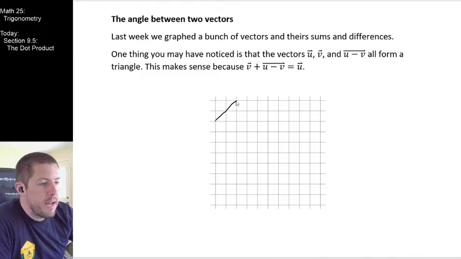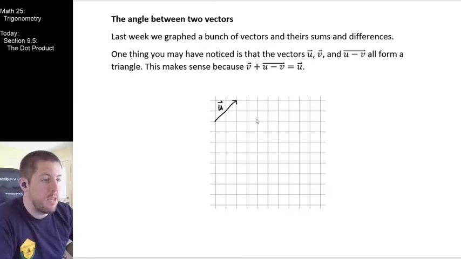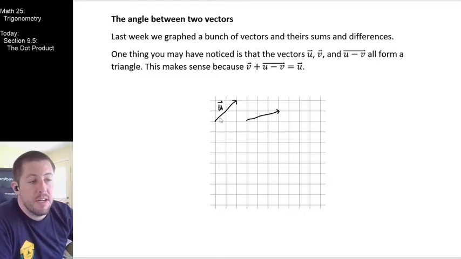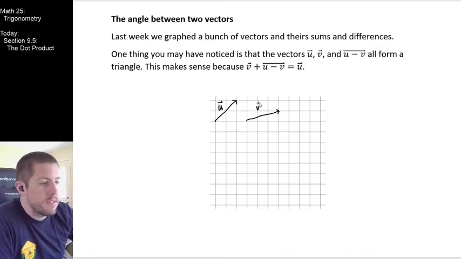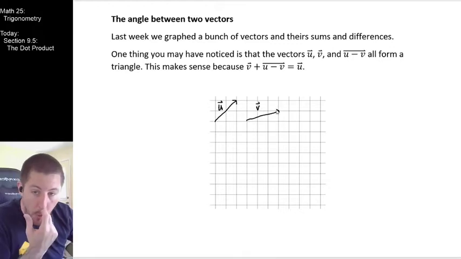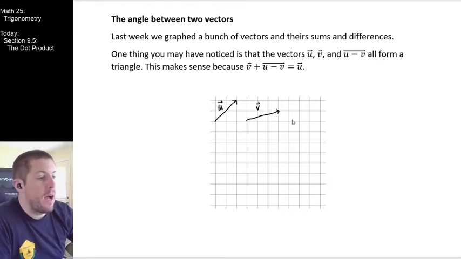I've got a picture in mind, but it doesn't matter specifically what the component parts of these actually are. So I'm going to pick my vectors to be u here, and then let's give ourselves a v. It looks like in this case, u is the vector 2i plus 2j. The vector v here is 3i plus 1j. And what I am interested in doing is examining the subtraction u minus v.